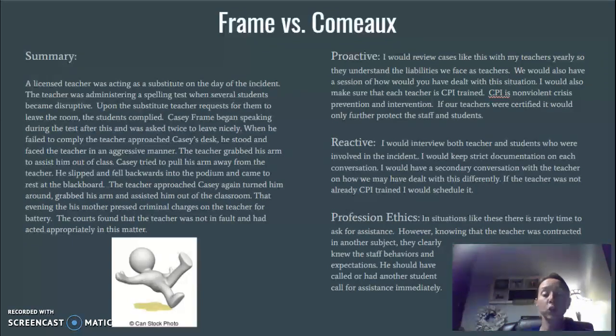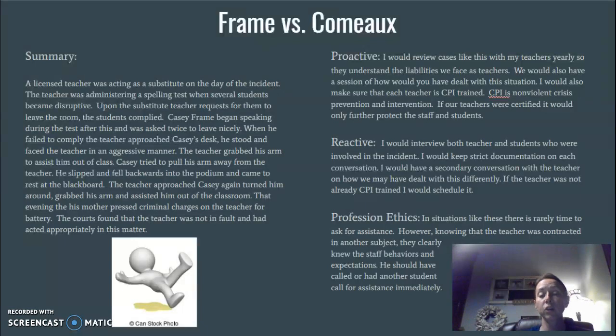The reactive measure would have been, I would have interviewed both the teacher and students who were involved in this incident. I would have kept strict documentation on the conversations, and I would have had a secondary conversation with the teacher who was acting as a substitute on how we may have dealt with this differently. If the teacher was not already CPI trained, I would have immediately scheduled it.